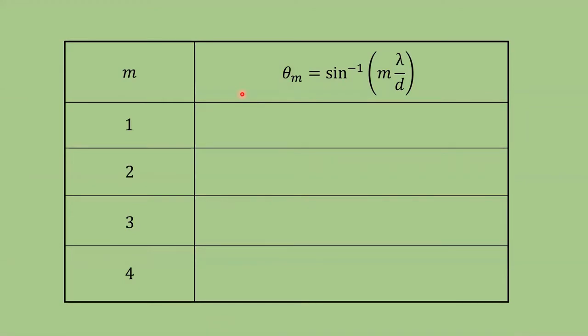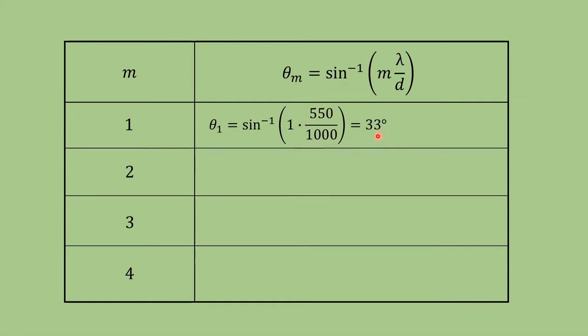Well, I've already shown you the formula for theta sub m. Again, that comes from d sine theta. It must equal an integer number of wavelengths. Let's evaluate this formula for the first several integers. If we plug in m equals 1, the 1,000 nanometer separation between the slits and the wavelength of, I think this is green light. And you'll notice I didn't even write nanometers over nanometers because they would just cancel anyway. You're always plugging a dimensionless quantity into the sine or arcsine function.